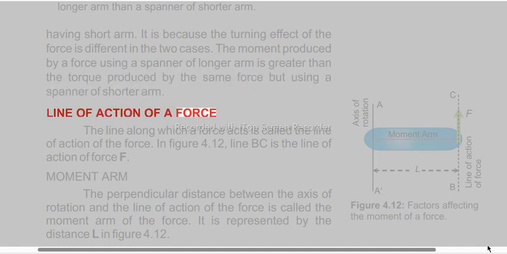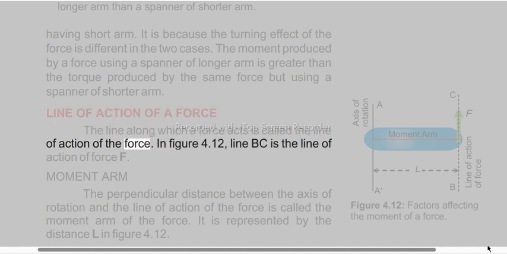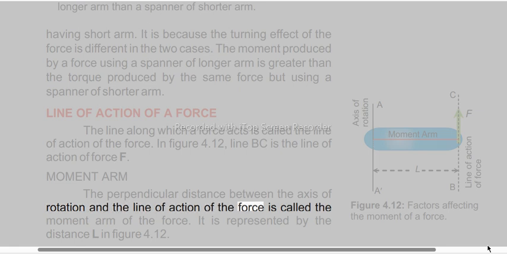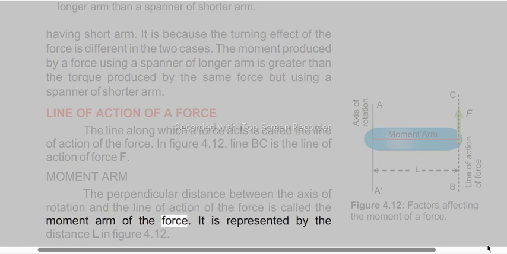Line of action of a force. The line along which a force acts is called the line of action of the force. In figure 4.12, line BC is the line of action of force F. Moment arm. The perpendicular distance between the axis of rotation and the line of action of the force is called the moment arm of the force. It is represented by the distance L in figure 4.12.